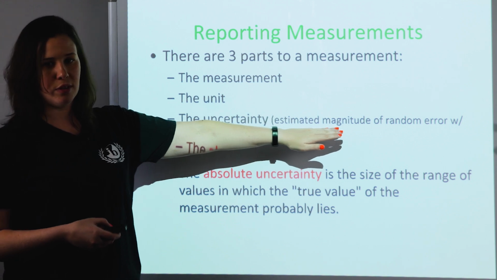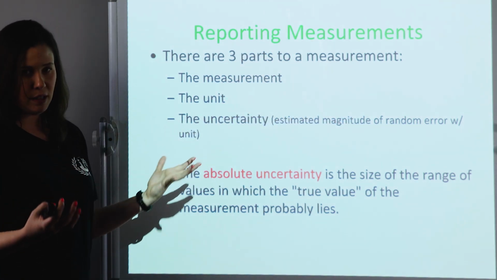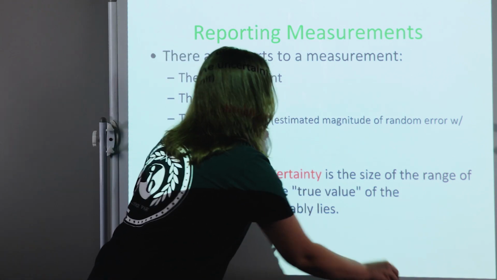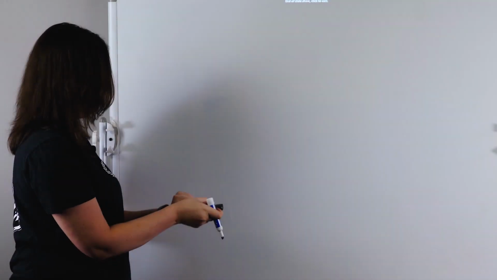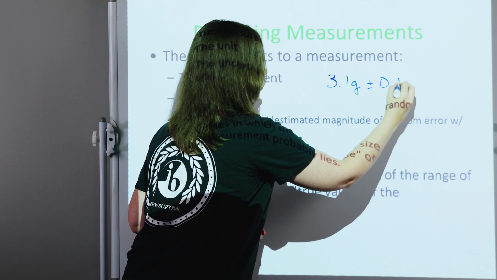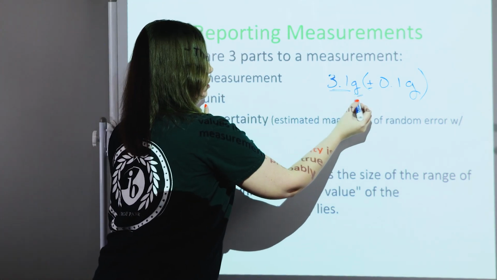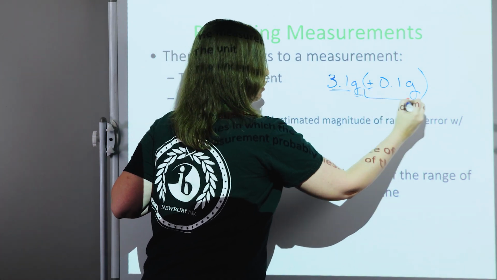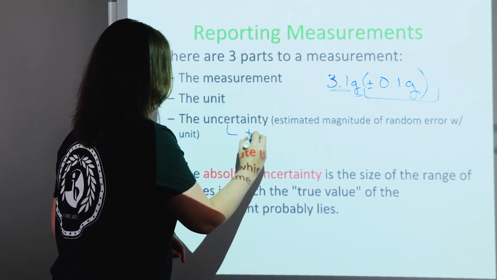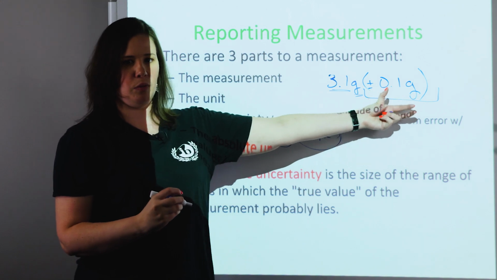And that uncertainty, remember, was estimated based off the precision of the tool. So that's going to essentially try to show what the random errors are associated with the measurement. So when we write a measurement down, let's go with 3.1 grams plus or minus 0.1 grams with the uncertainty in parentheses. We have the measurement itself. We have the unit. And then this is the uncertainty. Well, the uncertainty includes plus or minus the actual uncertainty and the unit. So this kind of has 3 parts as well. Plus or minus the number and the unit. I want to make sure we include all that when we include uncertainty.